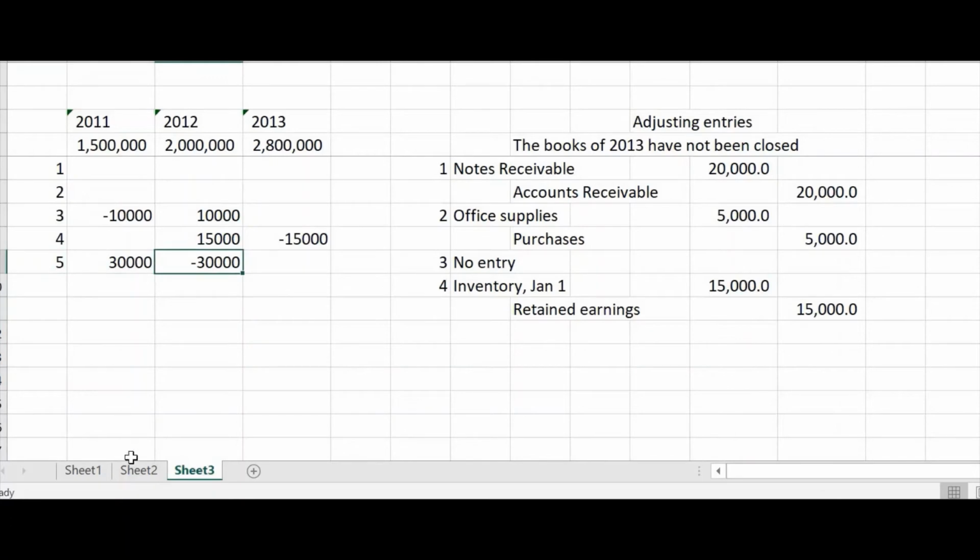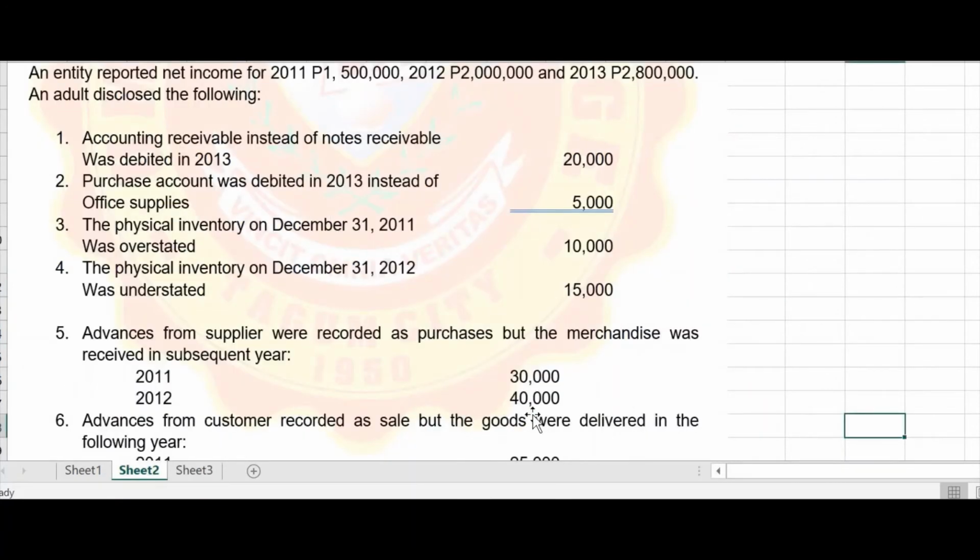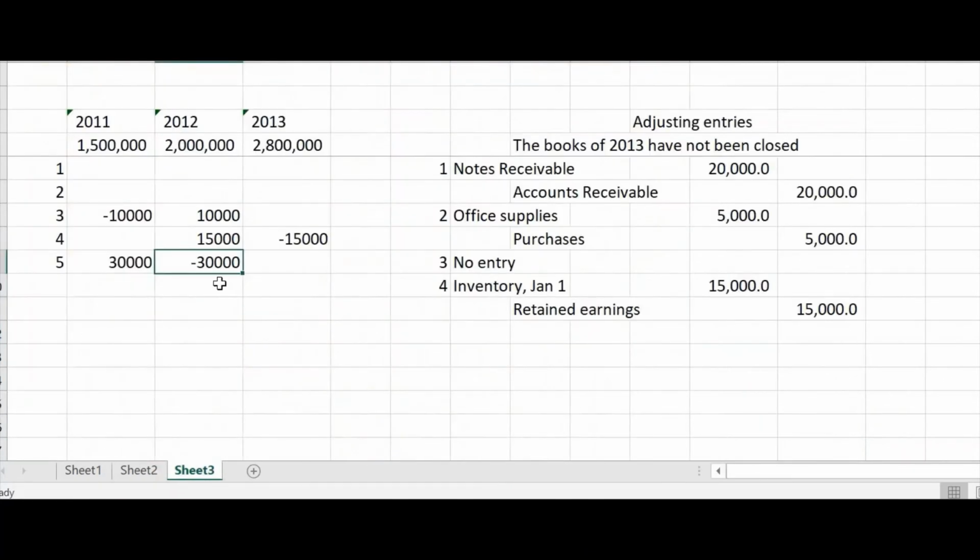So, for 2012, the same error, no? So, understated yung net income for 2012 and overstated yung net income in 2013.